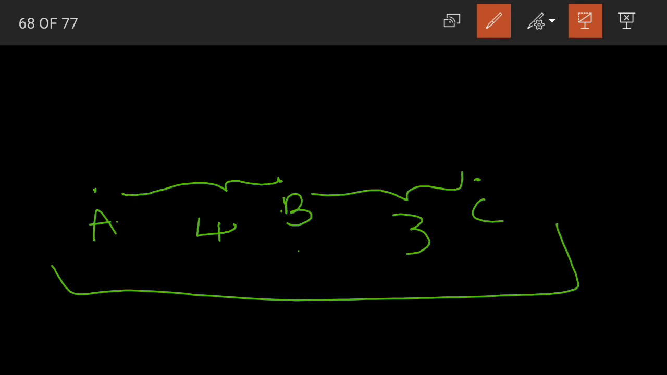Now what is the total distance that he has travelled during this journey? How will we find out? Yes, we need to add both. Yes, from A to B and then from B to C. 4 plus 3 is equal to 7 kilometers.